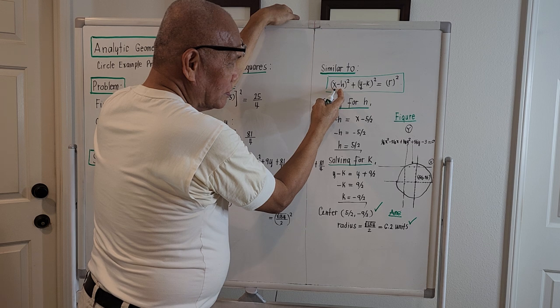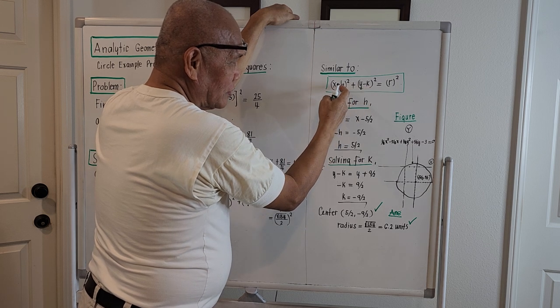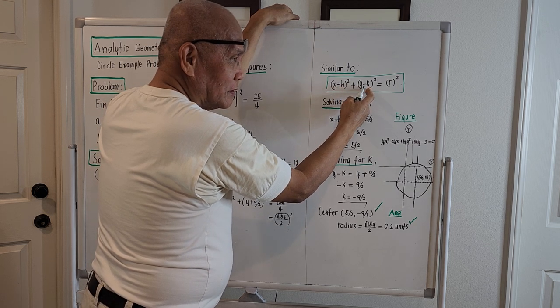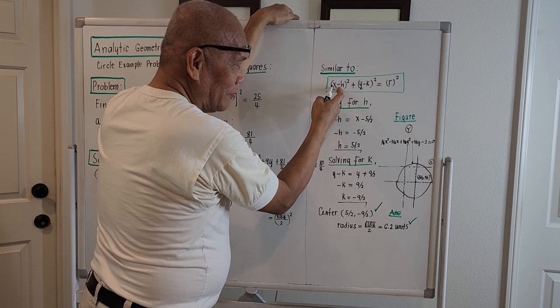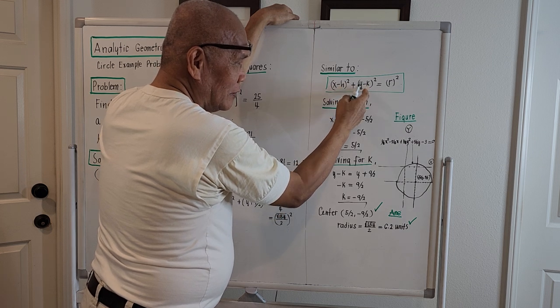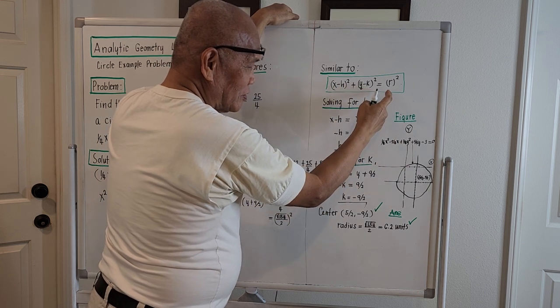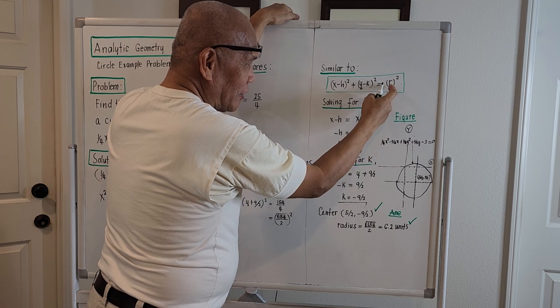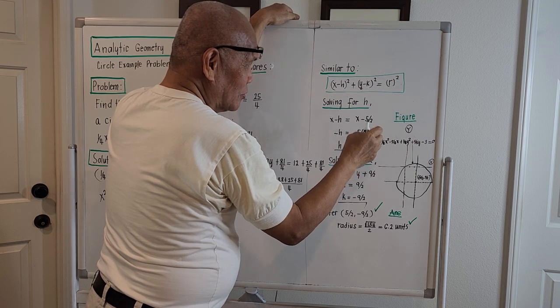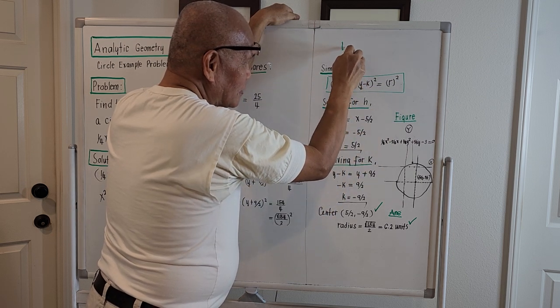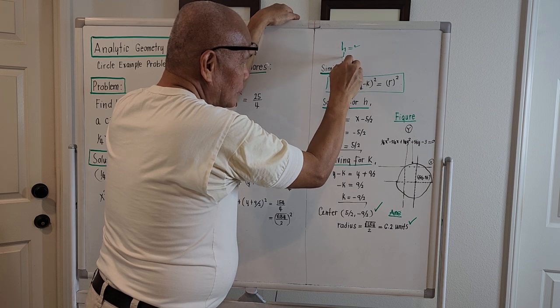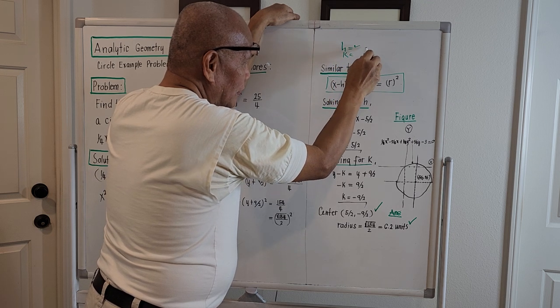There is an h, there is a k, and these are the coordinates of the center. And the problem is asking what will be h and what will be k. On the right hand side, there is the value r squared. That's the radius quantity squared. So actually, the problem is asking for the value of h, the value of k, and the value of r.